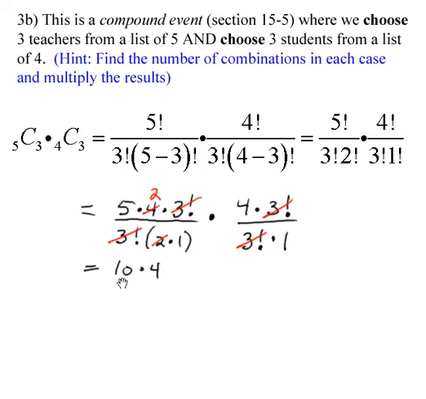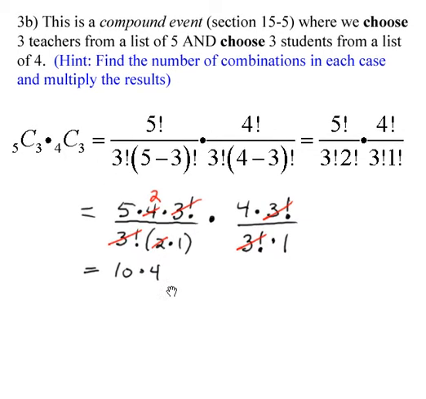And for the compound event, there were 10 ways to choose 3 teachers from 5. And there were 4 ways to choose 3 students from 4. So for my compound event, 10 times 4 gives me my answer of 40.